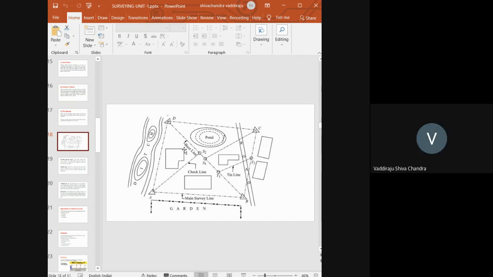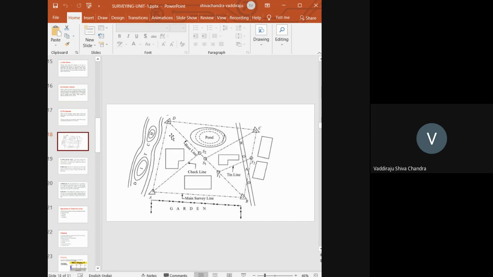Which distance am I going to measure? I am going to measure 100.10. The actual distance from A to B is only 100. But if I am using a faulty chain, I am measuring 100.10. I am measuring 110, then there is an error of 10 centimeters.